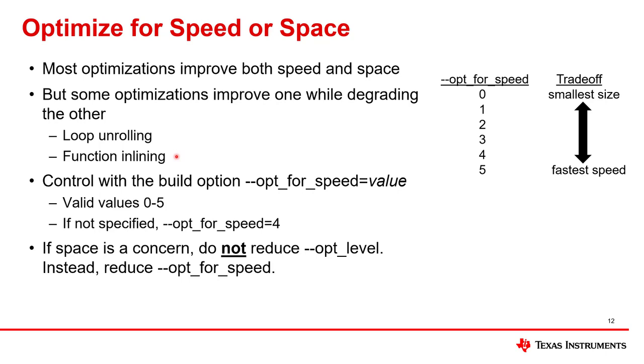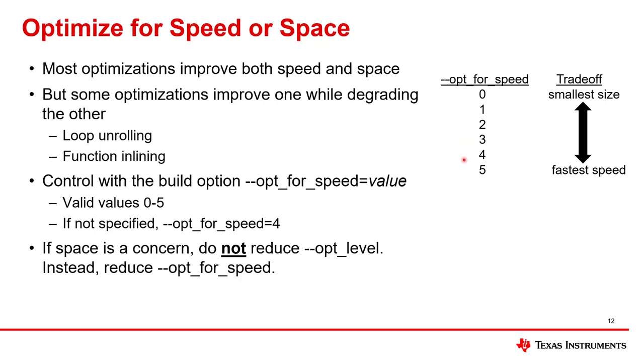So you want a way to control this, right? The way you do it is with an option called opt_for_speed equals value. The values can be between 0 and 5. If you don't specify opt_for_speed at all, you get opt_for_speed equals 4. So if space is a concern, if you're trying to save some space, you don't reduce opt level. What you do instead is you reduce your opt_for_speed.